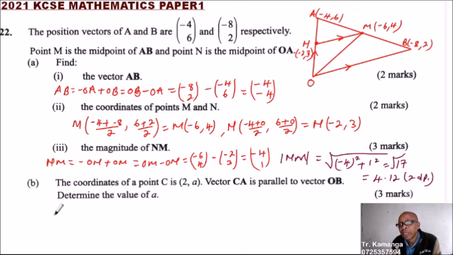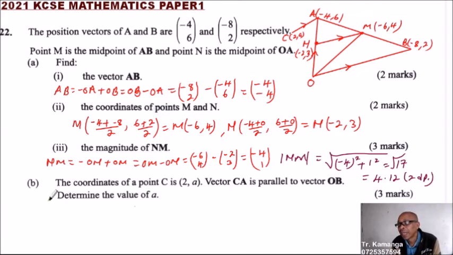Part B, we are told the coordinates of point C are 2, 2a. That is, x is 2, and y is 2a. Vector CA is parallel to vector OB. Determine the value of a. The first thing is we can show that vector. So this is where we have our C, with coordinates 2 and a. So this is vector C. It is parallel to OB, so that is important.